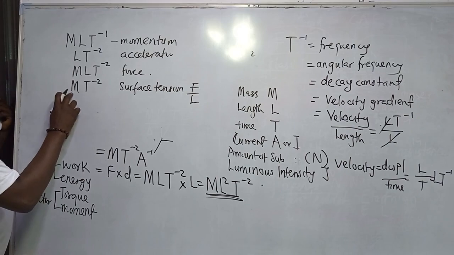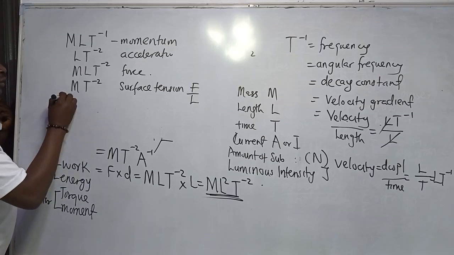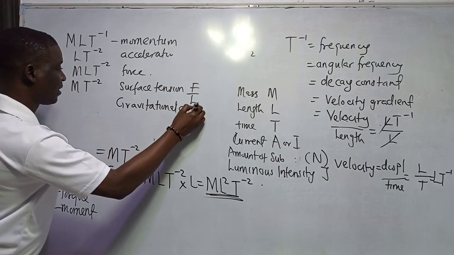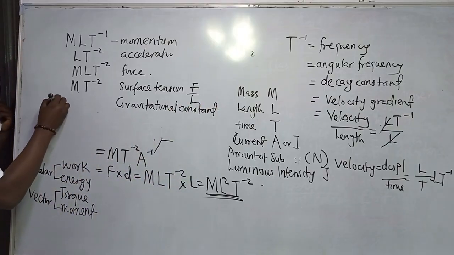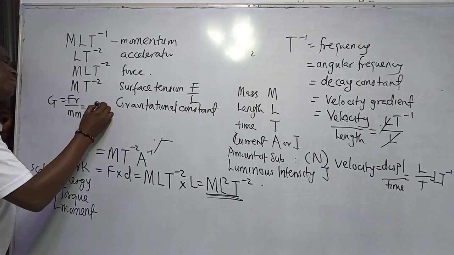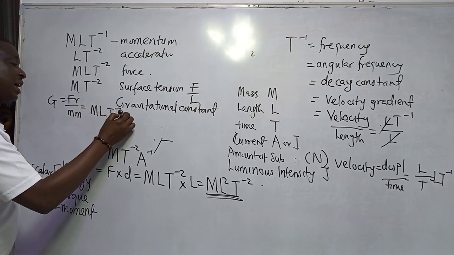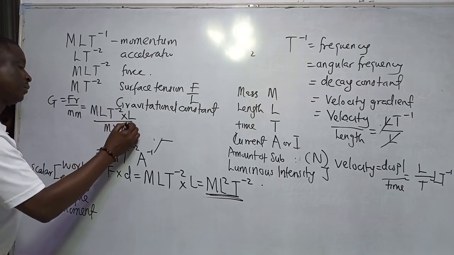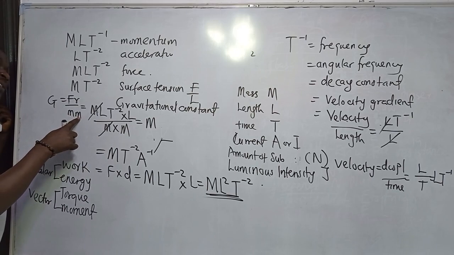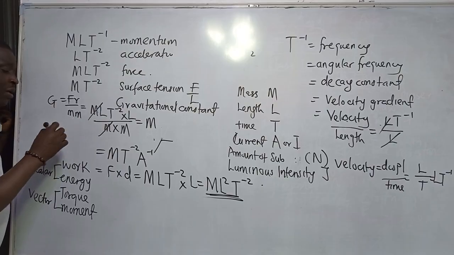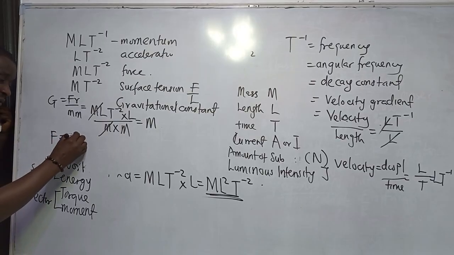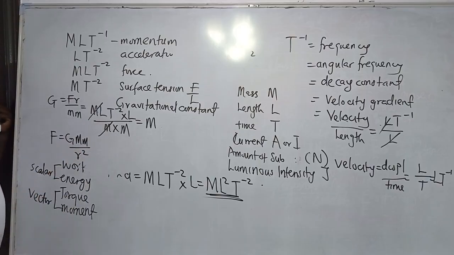Then another one that you should note, after surface tension, is the gravitational constant. Very important, I beg. Gravitational constant is what? It is FR squared over MM. So it's more or less like MLT raised to minus 2 times L squared over MM. This is force, this is distance, this is mass times mass, not length, meter. Mass and mass. Where do we get that formula from? If you remember, from the law of gravitation. That is where we get that formula.